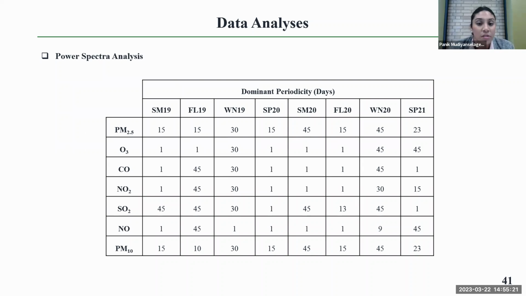So these are the results summarized from the power spectral analysis. And this is interesting because we see 15-day cycles, which is half a month. We see daily cycles of 1 day, and we see 30-day monthly cycles, as well as a month and a half, 45-day cycles being prominent in most of the seasons.